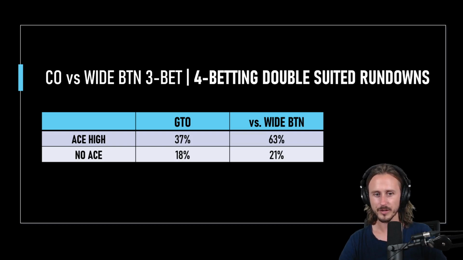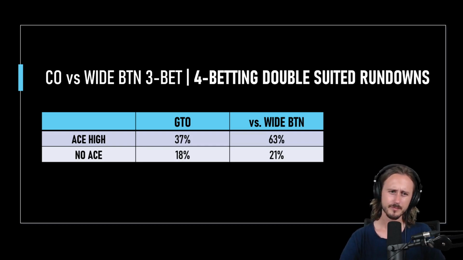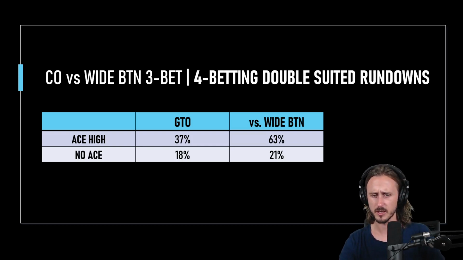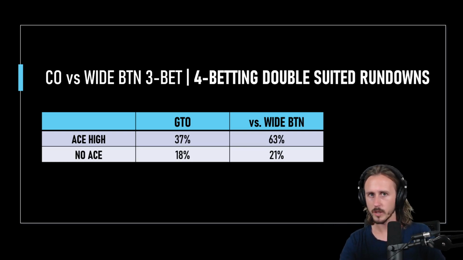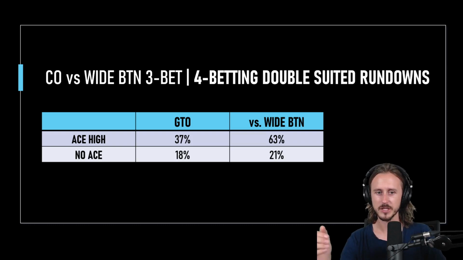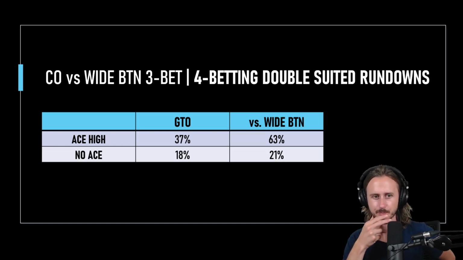So no real difference in the second group. This group is very similar still. There's a little bit more leaning towards king and queen high rundowns in comparison to the GTO setting, where we are also 4-betting quite a bit of jack, 10, some 9 high double suited rundowns with a gap in there. But here we do have a bit more king and queen high rundowns.